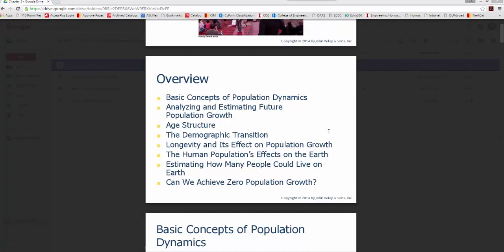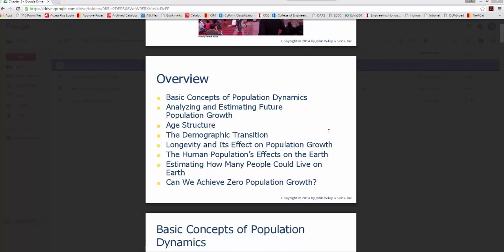The overview of this chapter will talk about concepts related to population dynamics. Dynamics is just a term that is used to mean change, fluidity, to any type of situation. So the change of population. We will also look at both the analysis and estimations of future population growth. We'll talk about the age structure. The age structure of populations plays an influencing role in either the increase or decrease of populations.